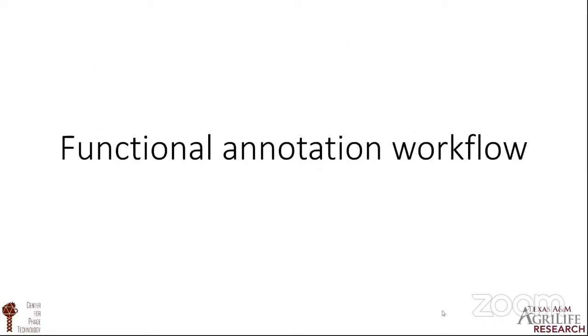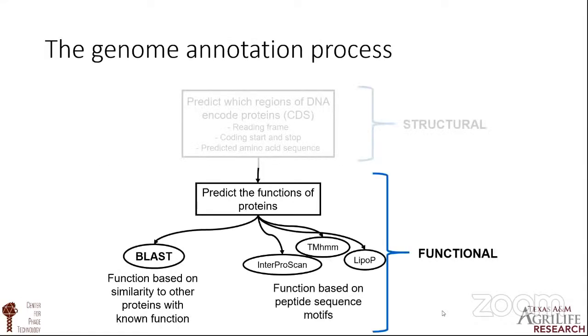The functional annotation workflow. The CPT's phage genome annotation process divides the annotation into two major steps. First, structural annotation will predict the locations of protein coding genes, tRNAs, and transcriptional terminators. The functional workflow analyzes the protein coding genes identified during structural annotation to determine their function by a combination of similarity and conserved domain searches.